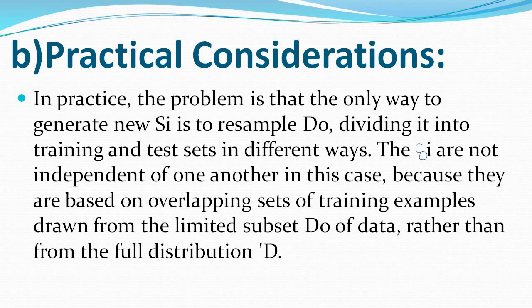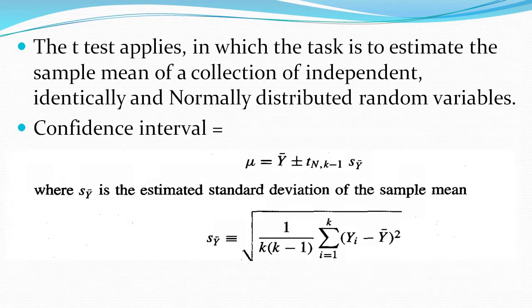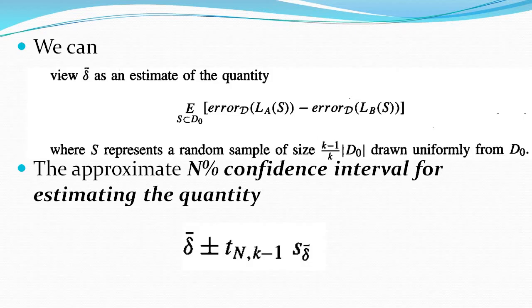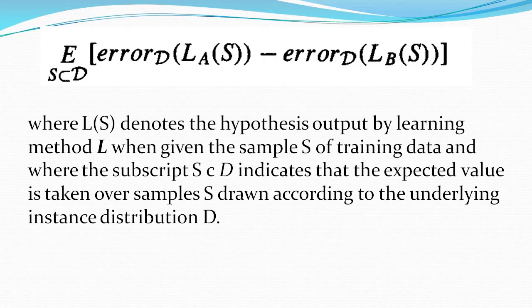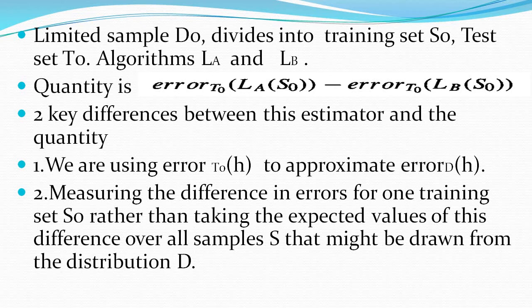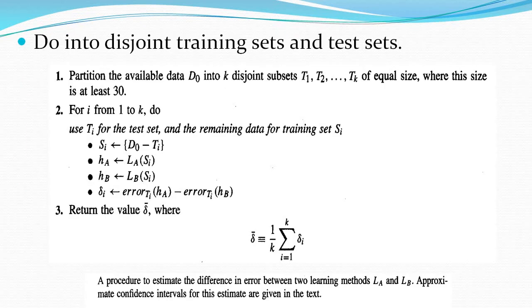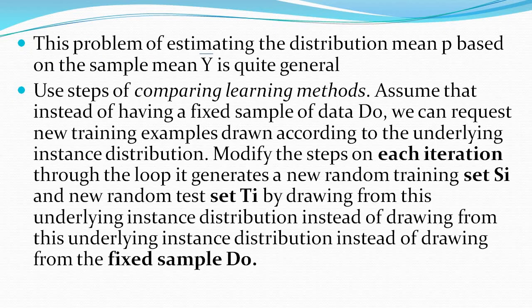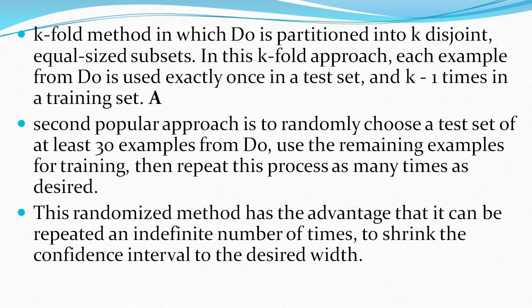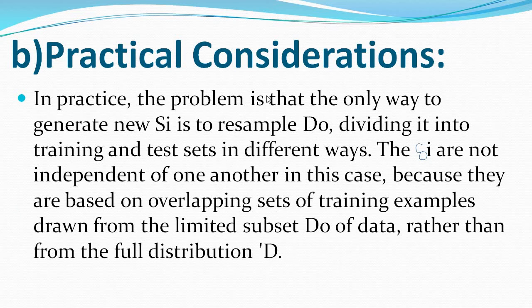So what are the practical considerations for what we did until now, comparing the learning algorithms? First, we took two learning algorithms with a particular sample and applied the two learning algorithms on the same sample. After that we find the difference between these two, and continuously we find this with different hypotheses also. Like this we compared the different learning algorithms and different hypotheses, and now the practical considerations.